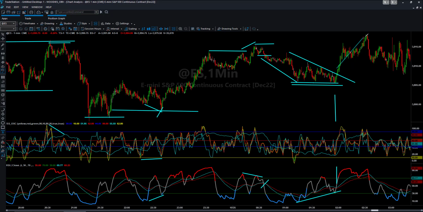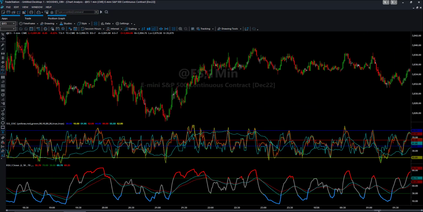You know, 7, 8 points. Now this is a 1 minute chart. You may get 10 trades if you want to trade that way. If you want to trade slow, you get slow. You make it slow. But the rules will not change.